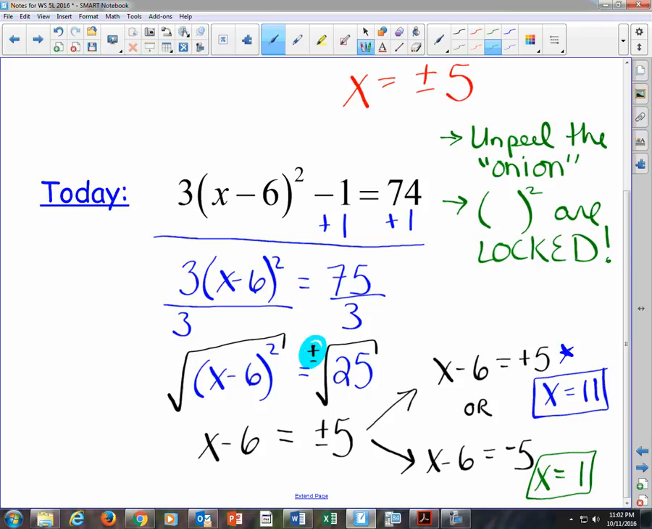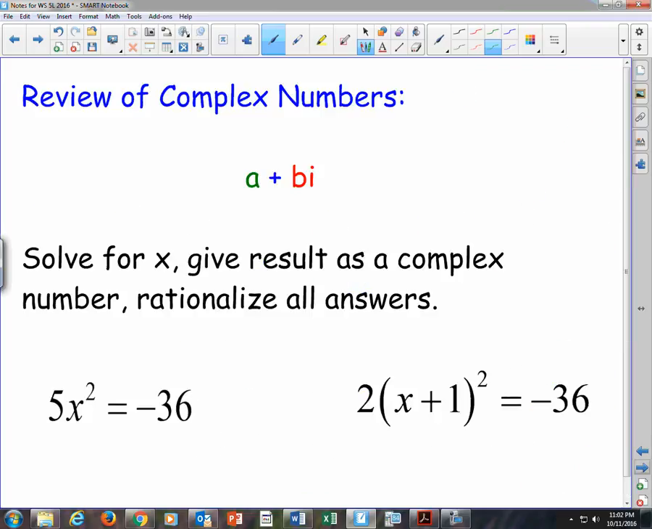Now, I just want you to imagine doing that, but possibly having imaginary answers along the way. So let's see if we can't get one of those to look at. Just to review from yesterday, complex numbers have two parts. That's what makes them complex.